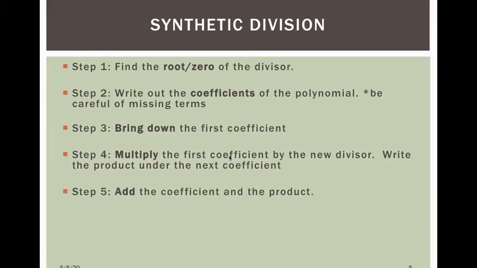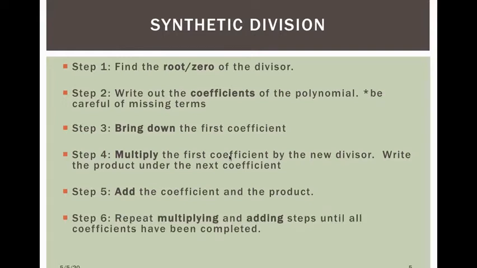Step 5 is to add the coefficient and that product from step 4 and then repeat. So this is going to be a lot of multiply, add, multiply, add, multiply, add until you've done everything, until you've multiplied and added and there's nothing else. There are no more coefficients or constants left.